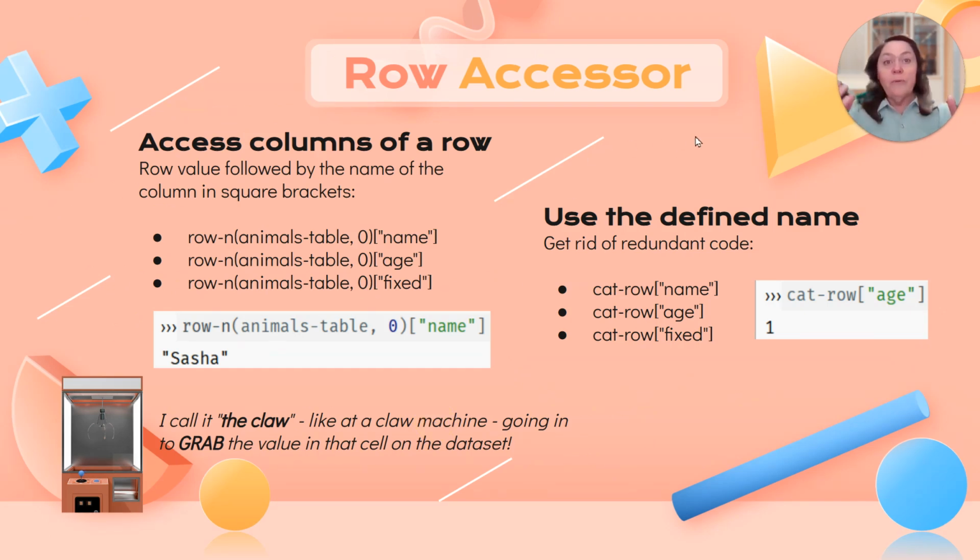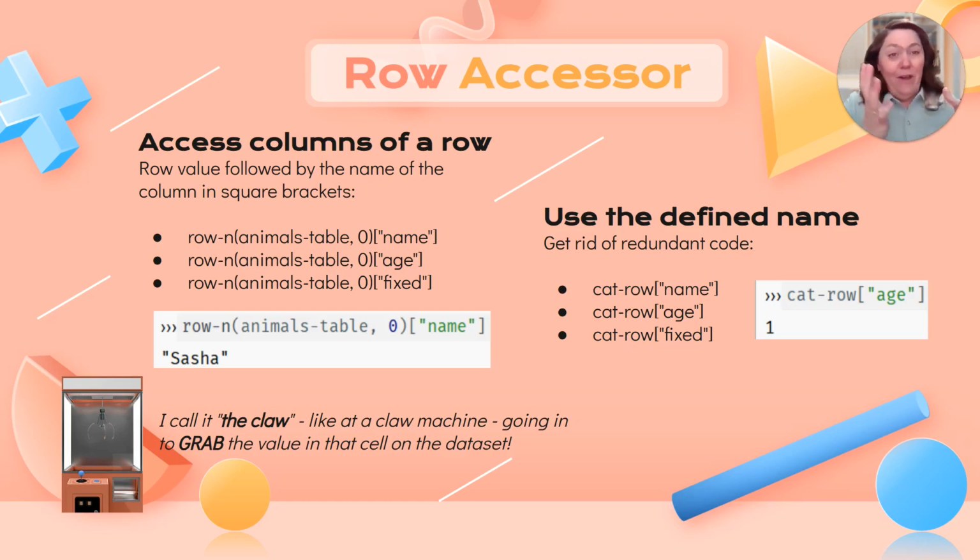Now, if we've got a row, we might want to grab a value from that row, like how many legs does Felix have? That means I need to go to a column. I need to access something in that row. We call this the row accessor. I always had a lot of fun with this in my class. I called this the claw. We use the brackets, the square brackets, to grab something from a column. So I always take the claw and grab. So we have the row, just like we've just defined, row animals table 0, and go grab that column name. And there you could see we grabbed Sasha's name.